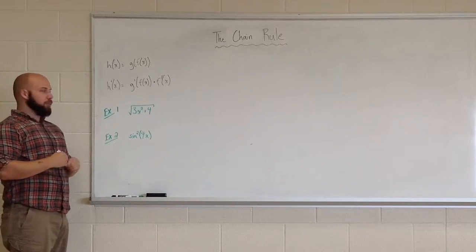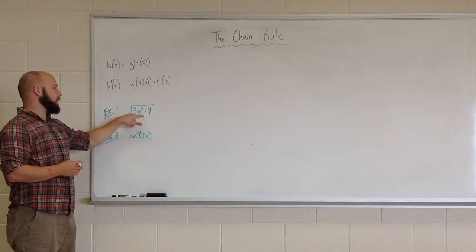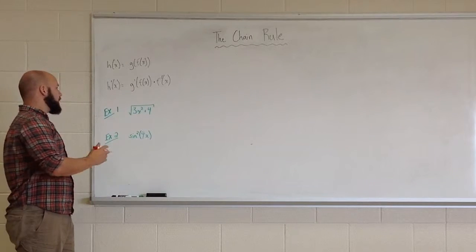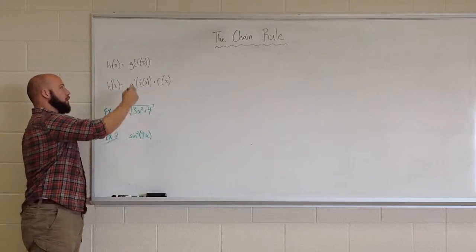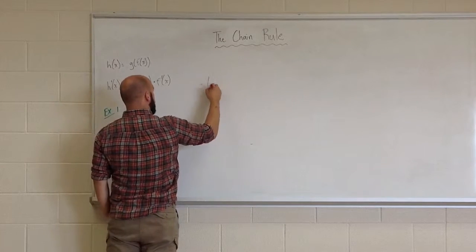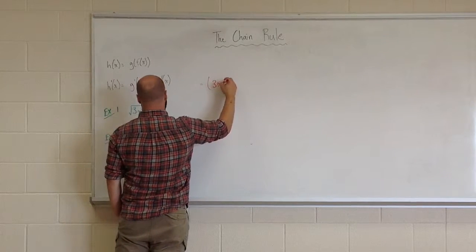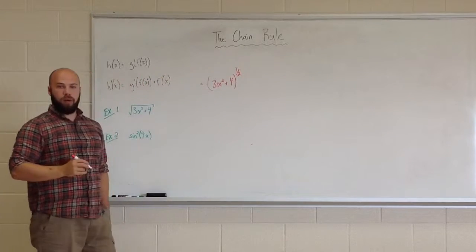We'll look at two examples. First one, the square root of 3x squared plus 4. Okay, so the square root is going to be that g of x, and 3x squared plus 4 will be f of x. Let's treat 3x squared plus 4 to be under 1/2.